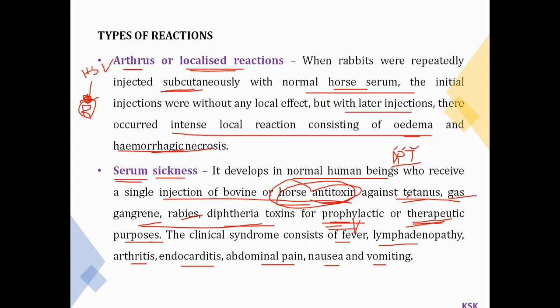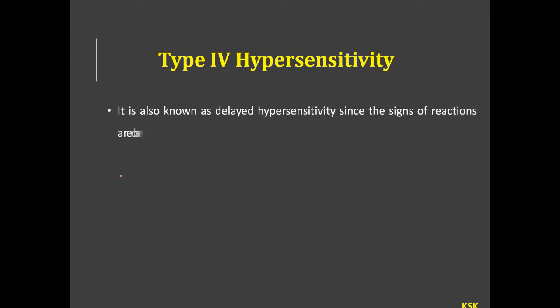These are the two reactions that come under type 3 hypersensitivity reaction: the Arthus reaction, not Arthurus, also known as the localized reaction, and the second one, serum sickness. Then we will move to the type 4 hypersensitivity reaction. It is also known as the delayed one. As I explained during the classification, it is known as delayed hypersensitivity because the signs of reactions are observed very late. It takes so much time.